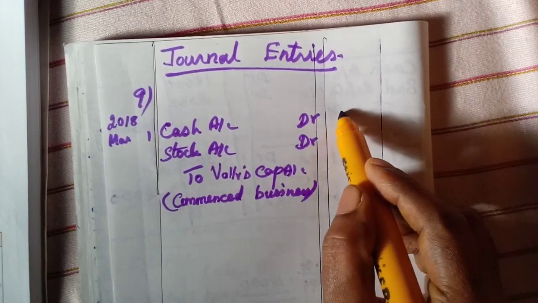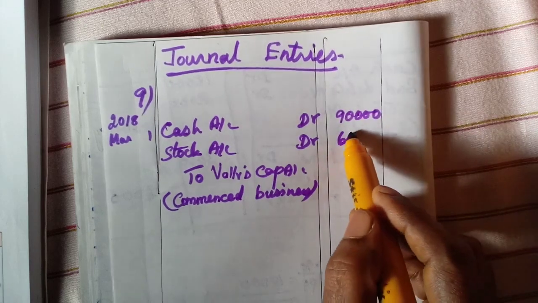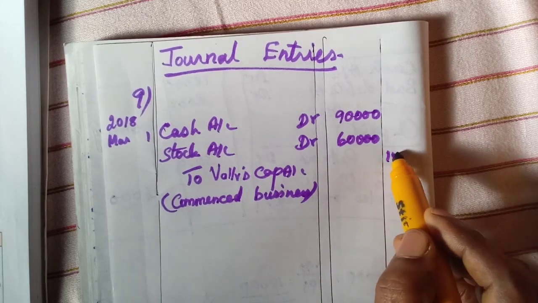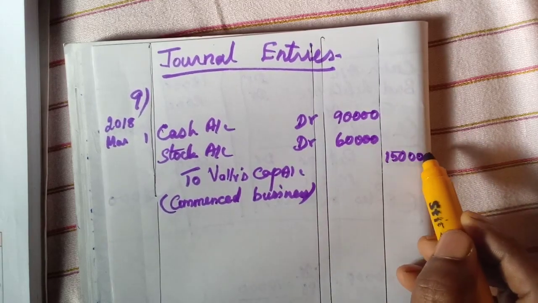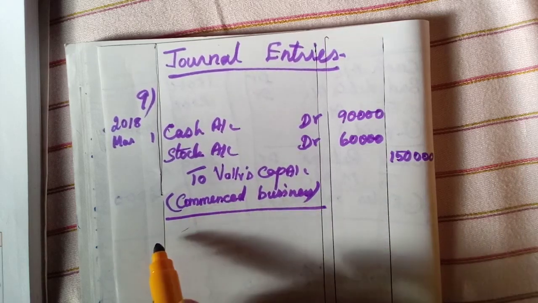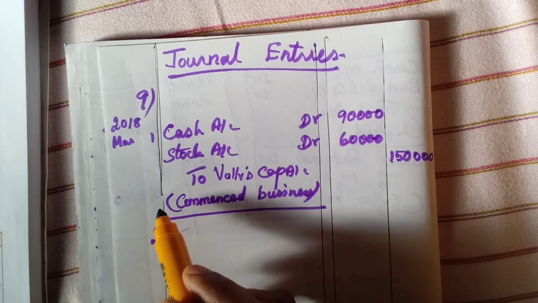Okay, 90,000, 60,000, together 1,50,000. One entry over, draw a line only in the particulars column. Then number 2, purchased 20 ready-made shirts from X & Co on credit.